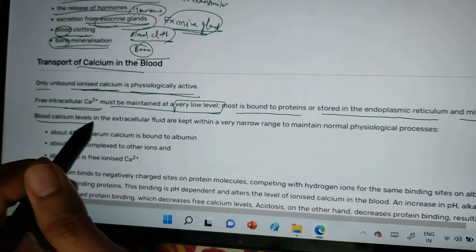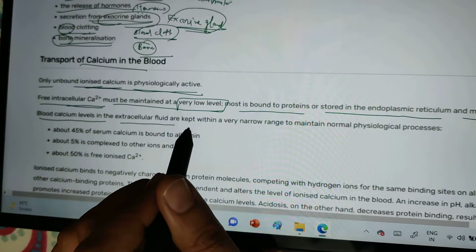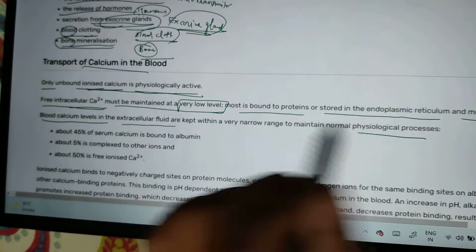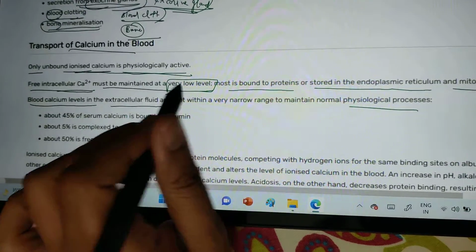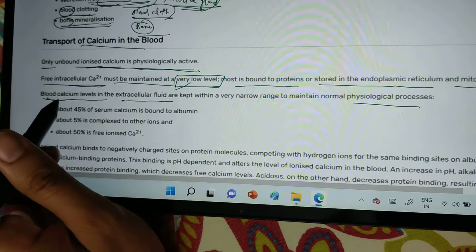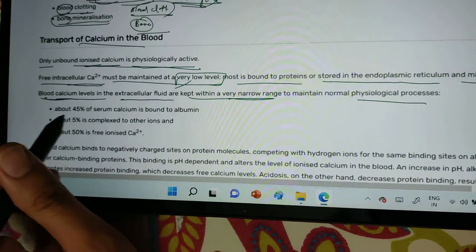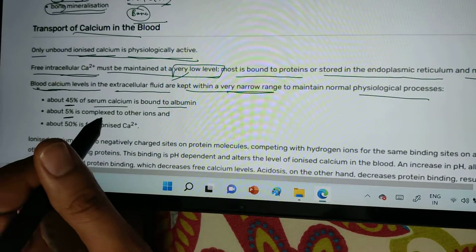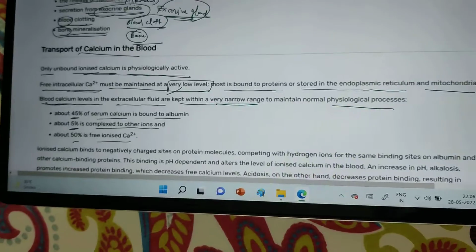Blood calcium levels in the extracellular fluid are kept within a very narrow range to maintain normal physiological processes. Basically, the free ionized calcium in the extracellular fluid containing the blood should be at a very low level, within a very narrow range. About 45% of the serum calcium is bound to albumin, about 5% is complexed to other ions, and about 50% is free ionized calcium.